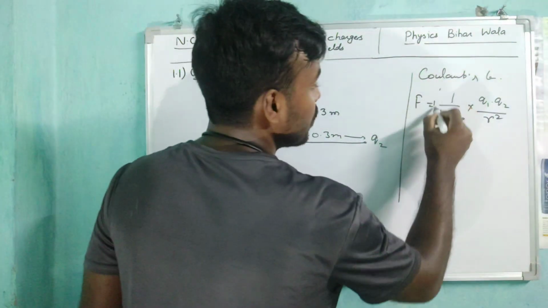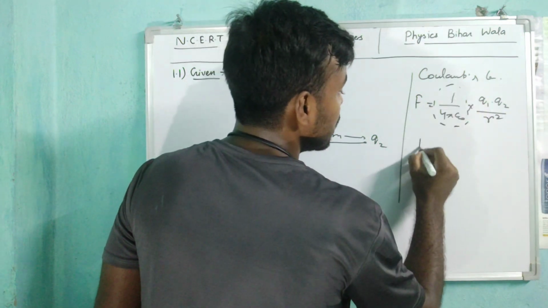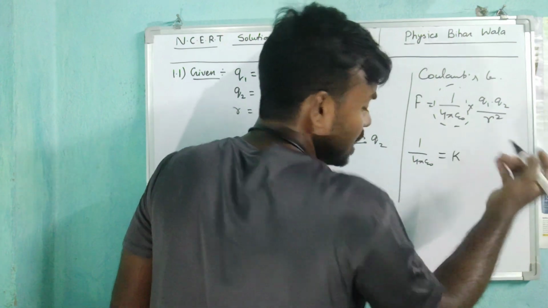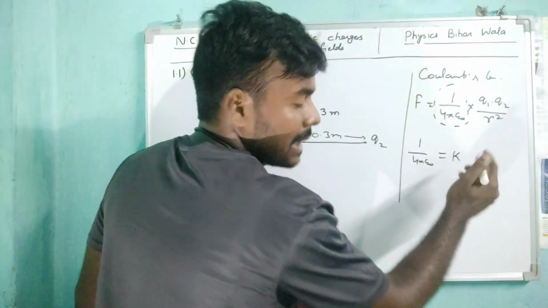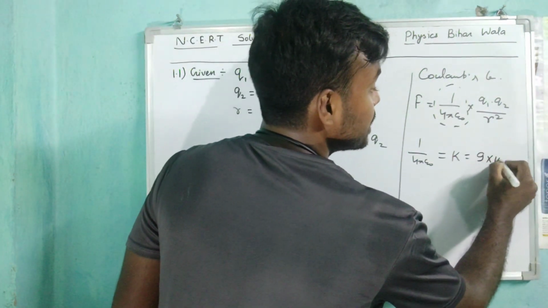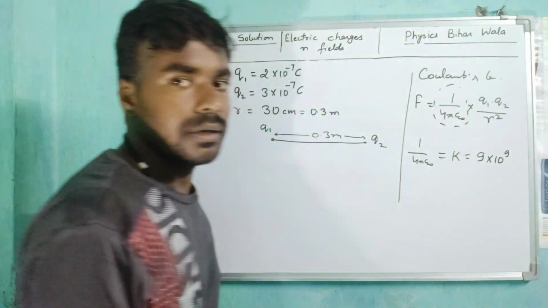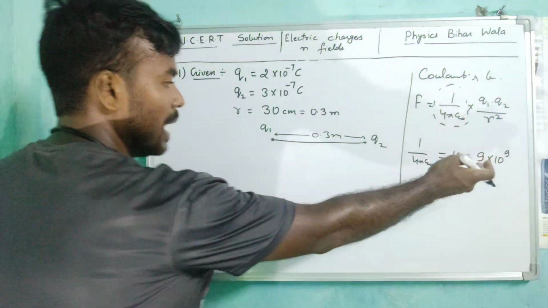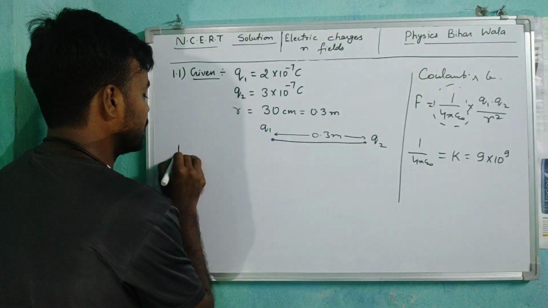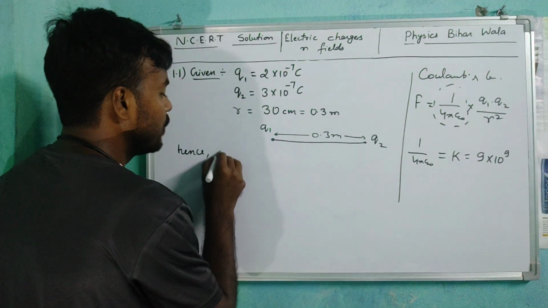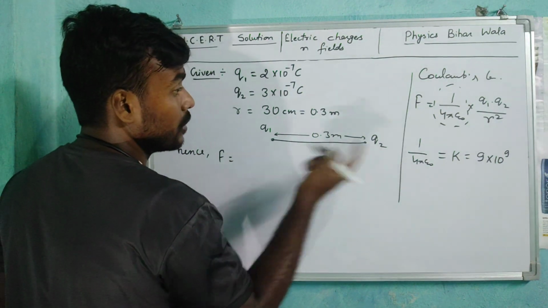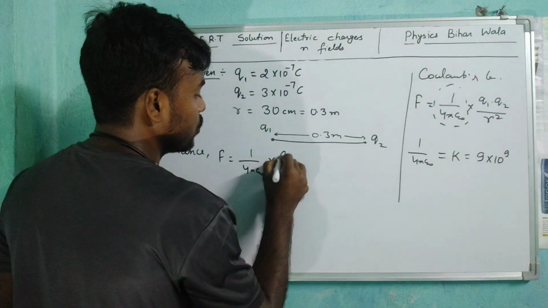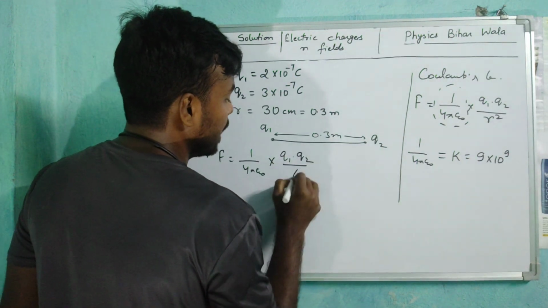And we know 1 by 4 pi epsilon naught is called the proportionality constant. We also call it K. The value of this constant is 9 into 10 to the power 9 Newton meter square per coulomb square. So we have to use all those data. Hence force is equal to 1 by 4 pi epsilon naught into Q1 into Q2 by R square.